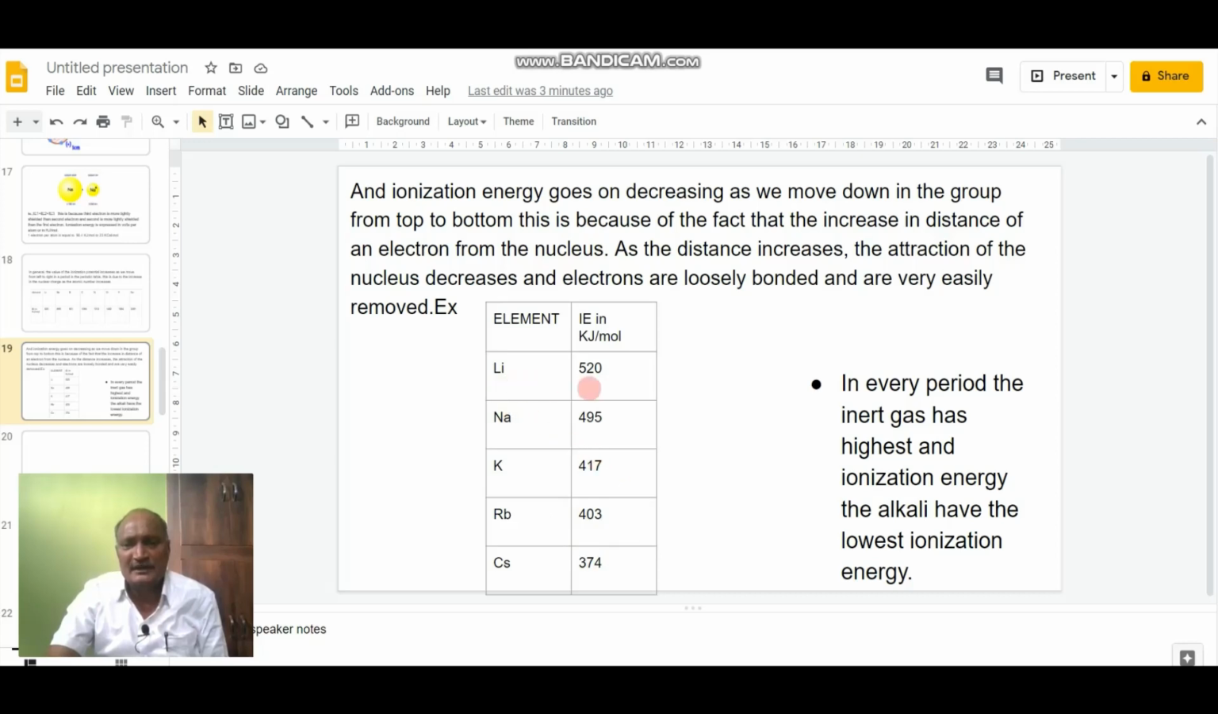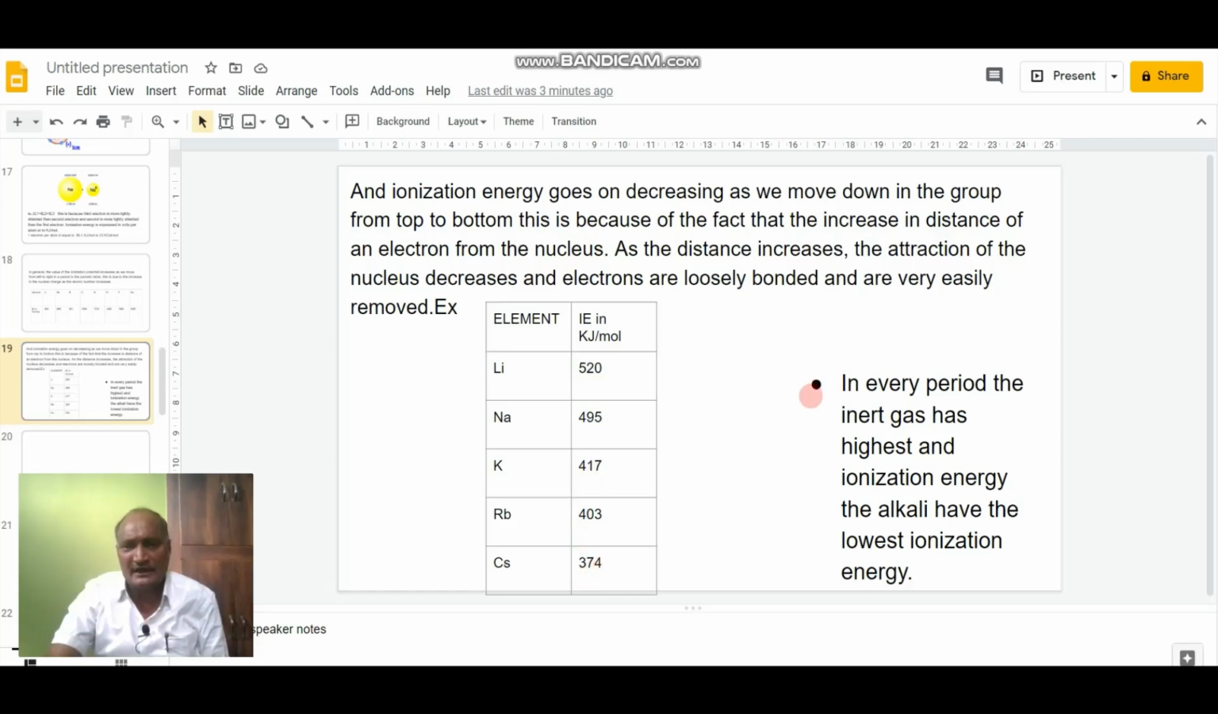Lithium 520, sodium 495, potassium 417, rubidium 403, cesium 374 kilojoules per mole. It indicates clearly that as we move from top to bottom in the alkali metals, that is from lithium to cesium, the values of ionization energy will go on constantly decreasing.